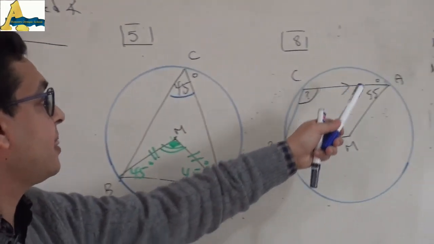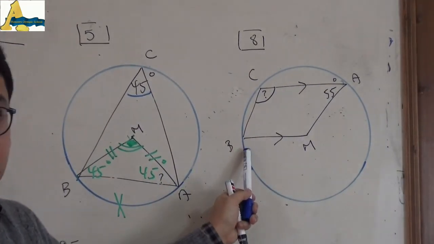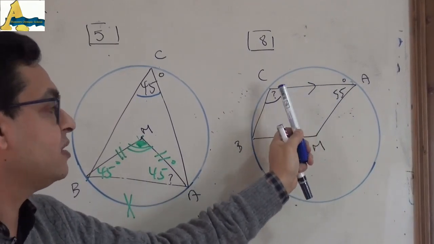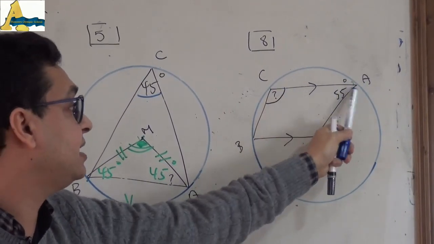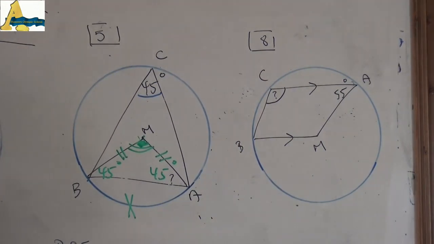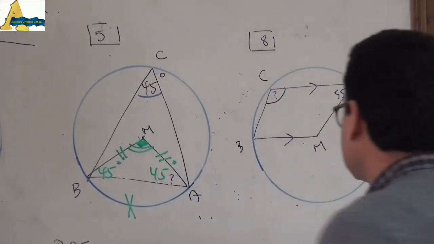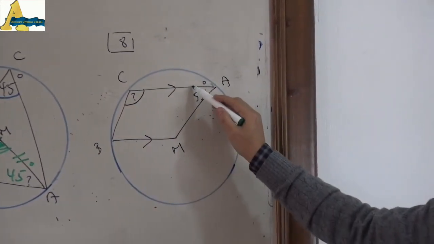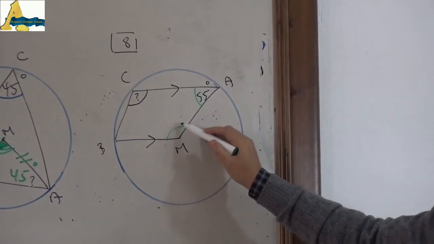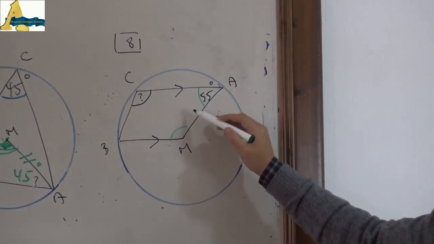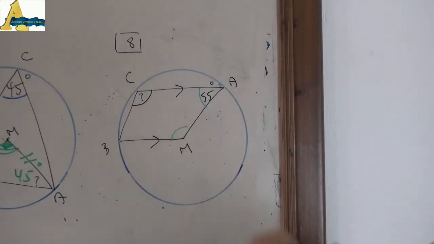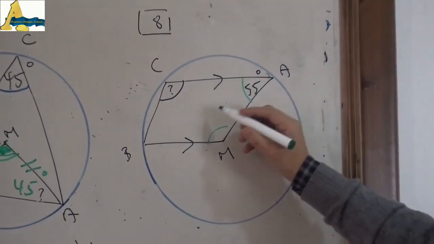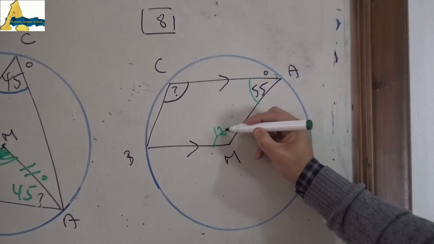Number 8, AC is parallel to MB. The measure of angle A is 55 degrees. I want to find the measure of inscribed angle ACB. If AC is parallel to MB, these two angles are interior angles, and their sum equals 180 degrees. 180 minus 55 equals 125 degrees.